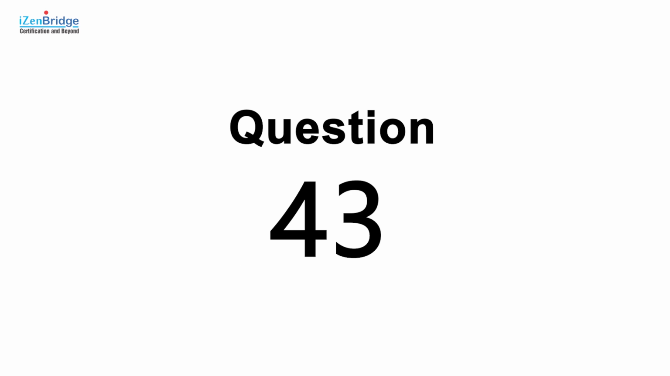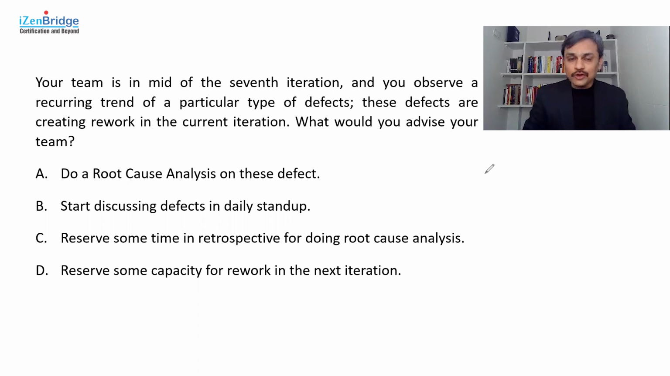Question 43. Your team is in the middle of the 7th iteration and you observe a recurring trend of a particular type of defects. These defects are creating rework in the current iteration. What would you advise your team?